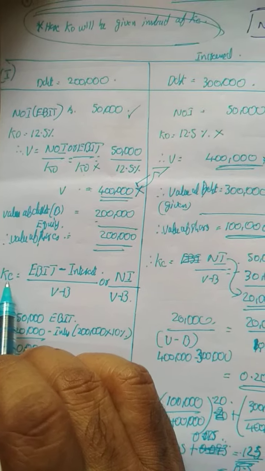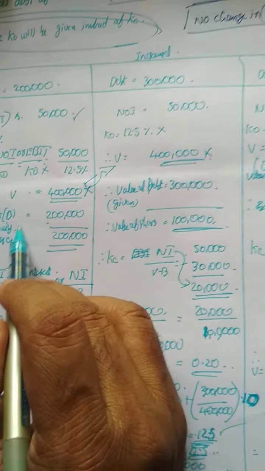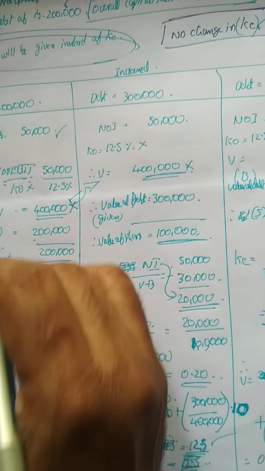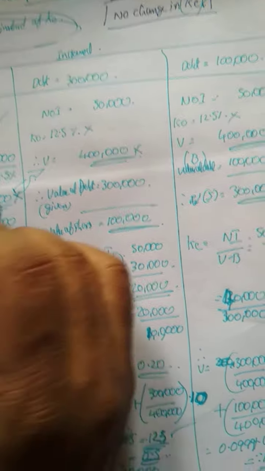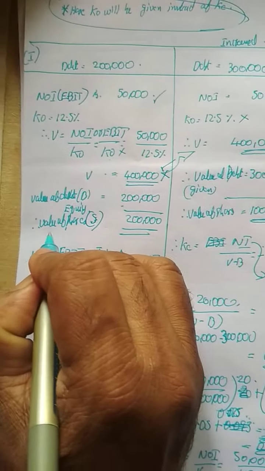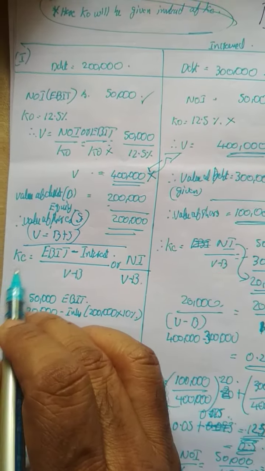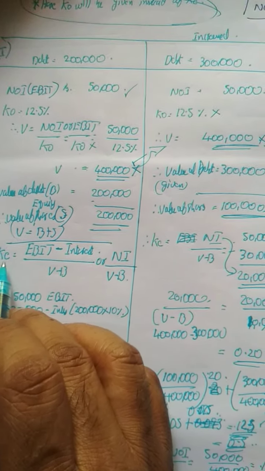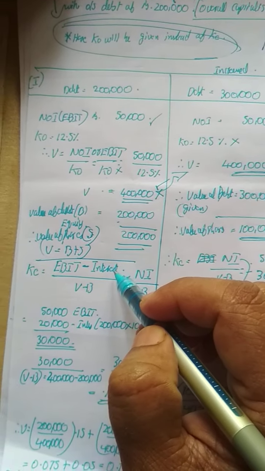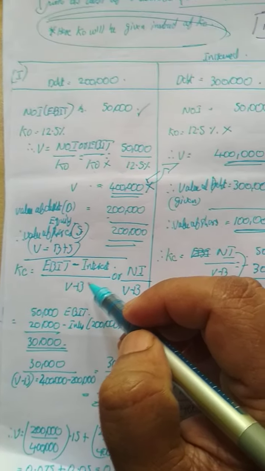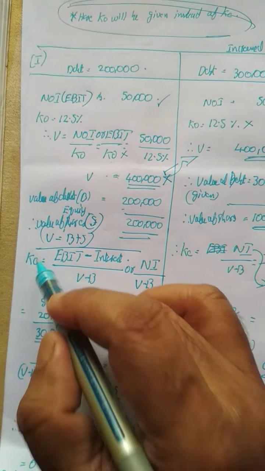So what we are doing here, next we are finding out the value of the company, value of equity shares, and value of debt. So V is equal to B plus S, the same equation. Now we are finding out KE. Here KE is not given, we have to find out. EBIT minus interest divided by V minus B is KE.